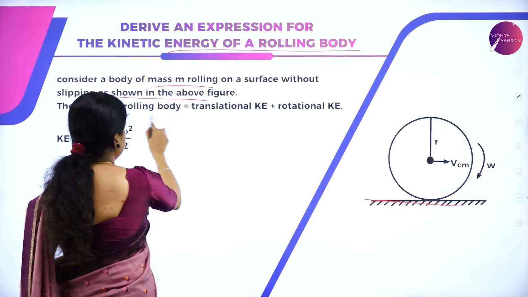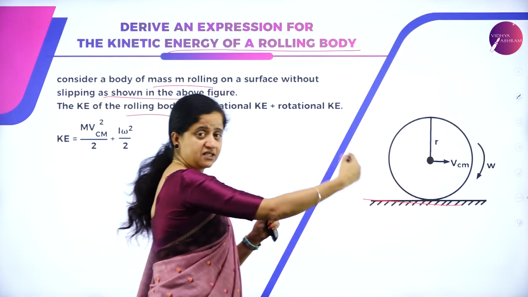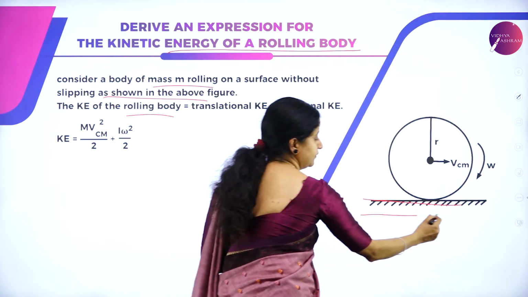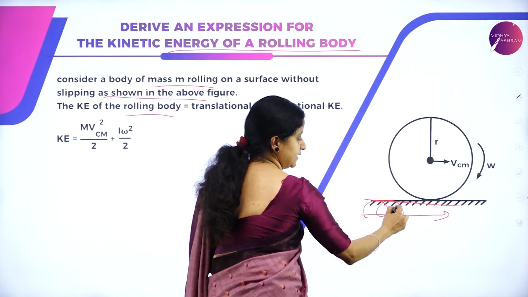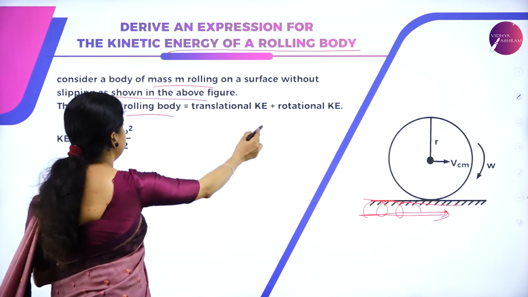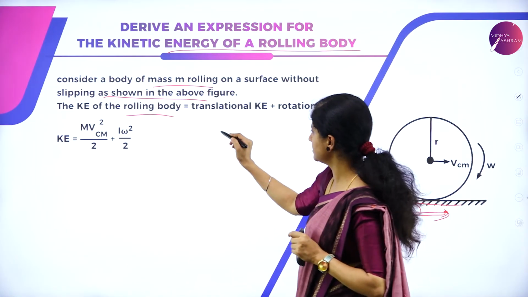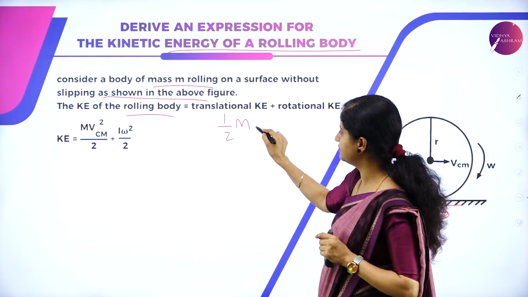The kinetic energy of the rolling body is equal to the sum of translational kinetic energy, because it will be moving forward, plus rotational kinetic energy, because it will be rolling. So the translational kinetic energy, what is the expression? It is half mv square.